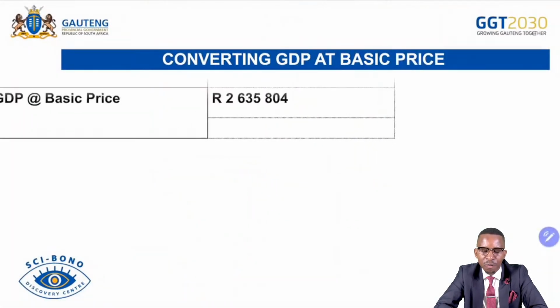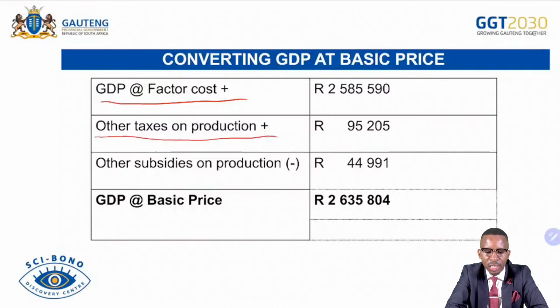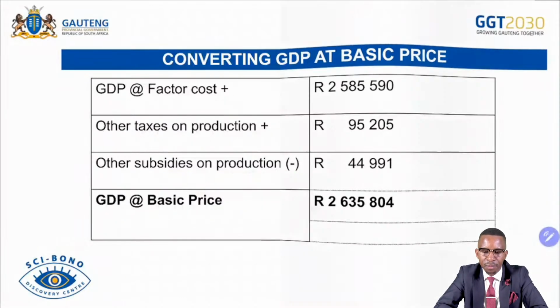And then we convert to GDP at the basic price. We take GDP at factor cost, we add other taxes on production, we subtract other subsidies on production. Then in that case, we'll be getting the GDP at the basic price.